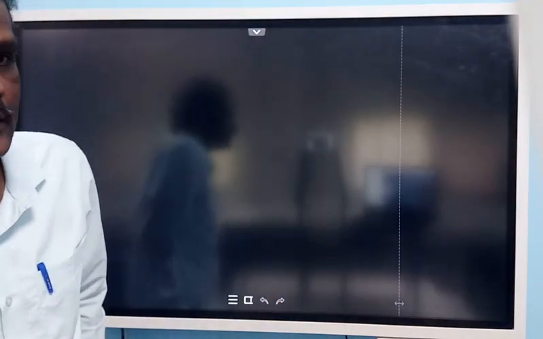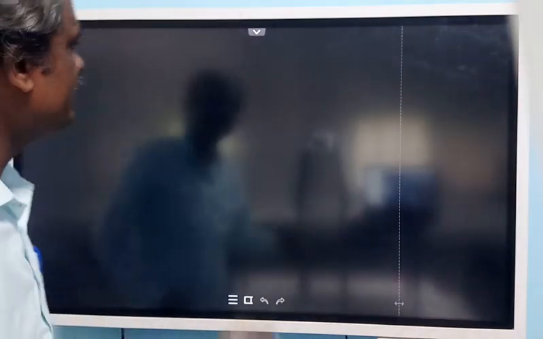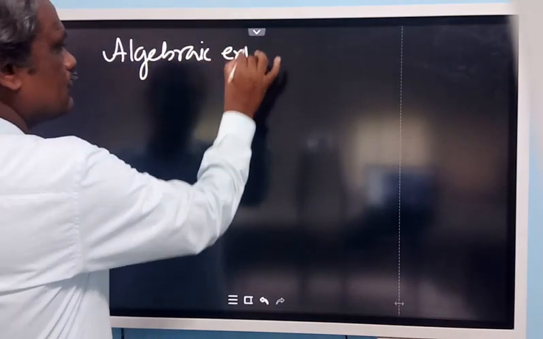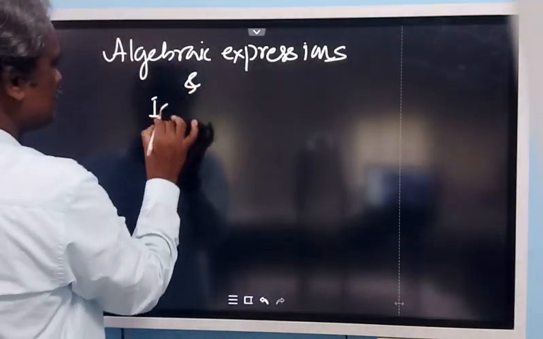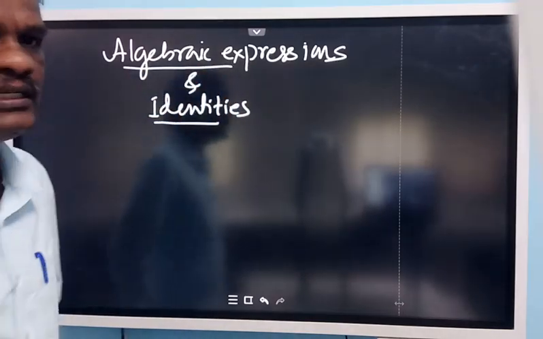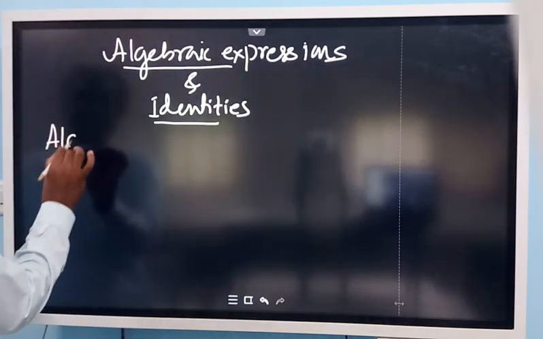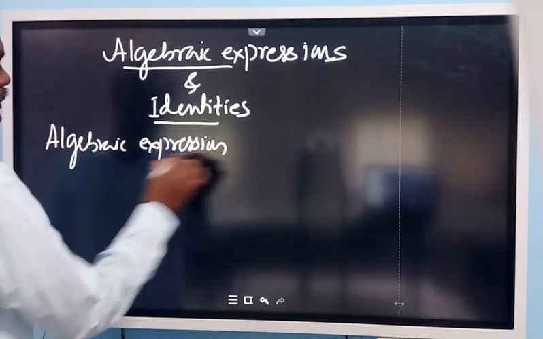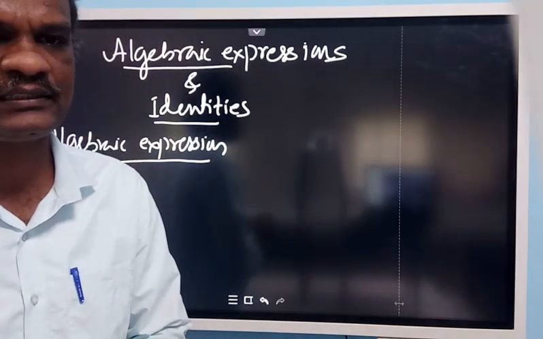So, yes, listen here. Today we are going to start a new lesson, algebraic expressions and identities. As you already learned in class 7th about algebraic expressions, what is an algebraic expression? Let us understand once again. Let us recall what we have learned in class 7th.